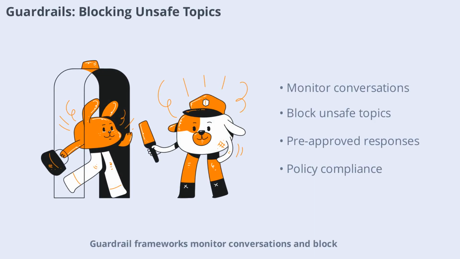Guardrail frameworks monitor conversations and block attempts to discuss unsafe or off-limits topics. If a user tries to steer the AI toward a restricted area, the guardrail intercepts and returns a safe, pre-approved response. This keeps the main model out of risky situations and ensures compliance with safety policies.